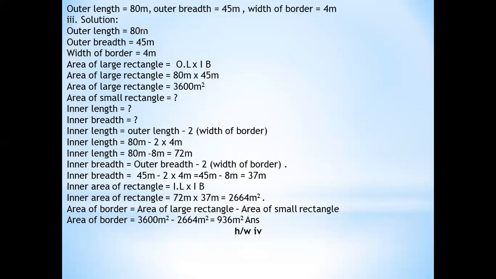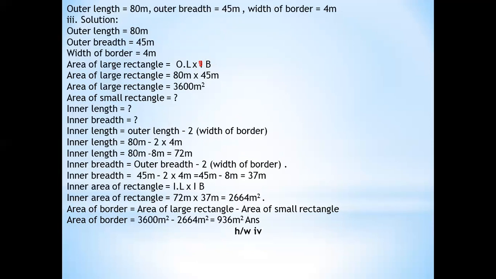Now we have to find the area of the large rectangle, which is equal to outer length multiplied by outer breadth. Here you have the outer length 80 meter and outer breadth 45 meter. Now after multiplication we have got the exact answer from your calculation. It is 3,600 square meter, which is the area of the large rectangle.